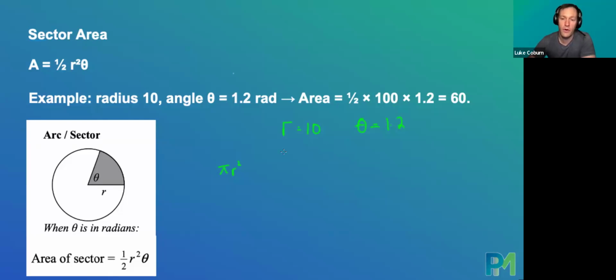And then if we want to work out what the area is, it's a half r squared theta, which is a half times 100 times 1.2, and that ends up giving us 60.